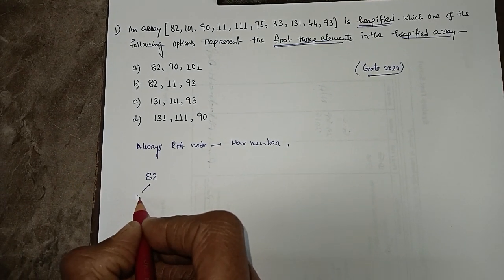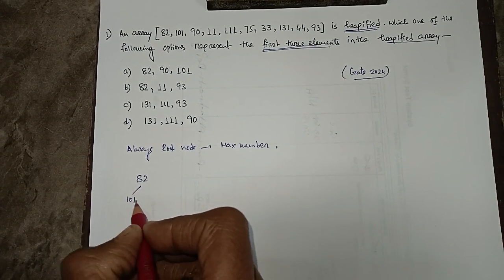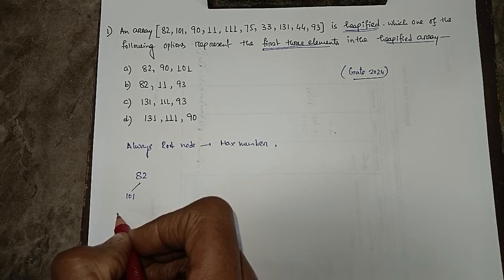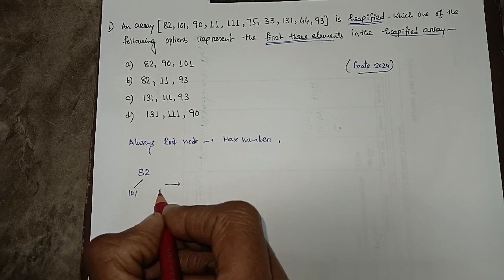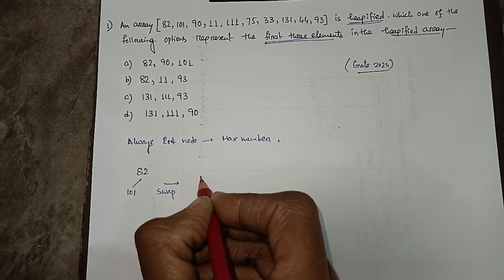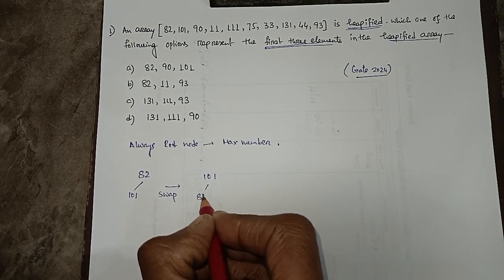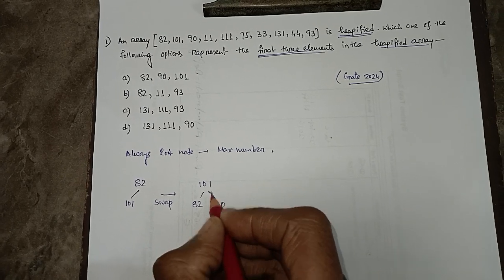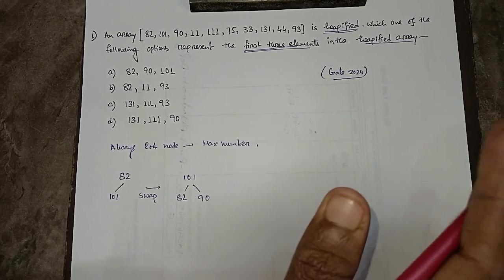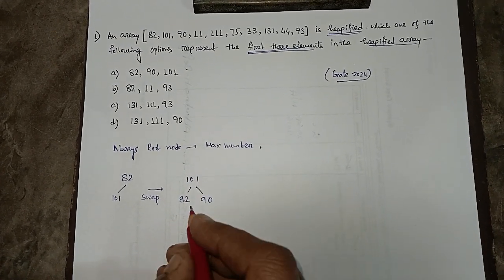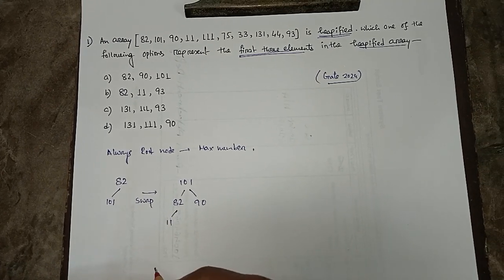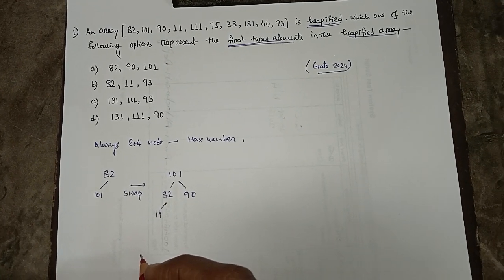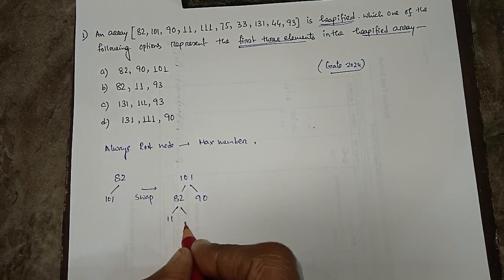Then 101 is inserted. 101 is larger than 82, so swapping is needed. So 101, then 82. Then we insert 90. Among the three, 101 is largest, so no swapping is done. Then 11, nothing is swapped. Now insert 111.